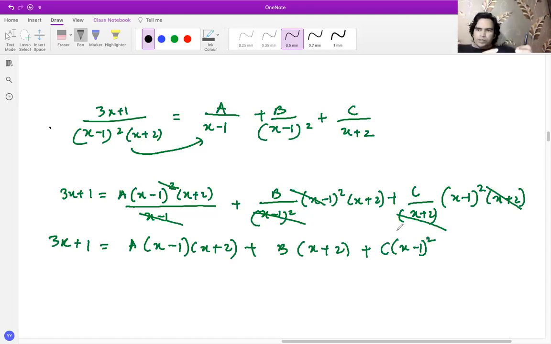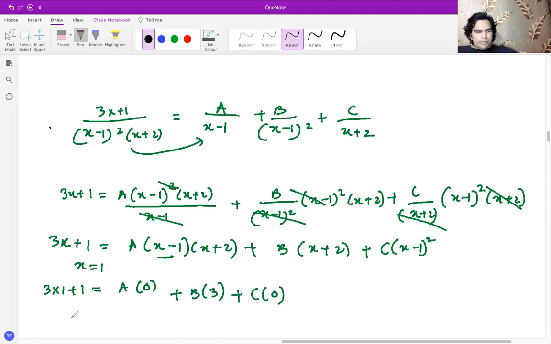Now in this question, when you look at the technique, I take x equals 1, as we took for the last question. And what we get is 3 times 1 plus 1 equals a times 0, because this becomes 0, so the entire thing is 0, plus b times 3, plus c times 0. As a result of this, we get b is 4 over 3.